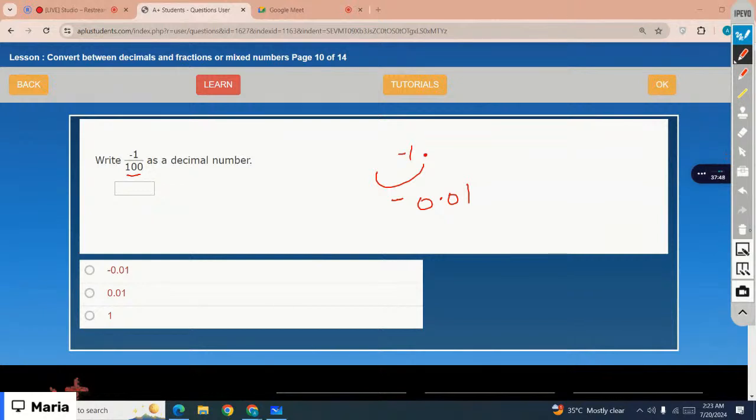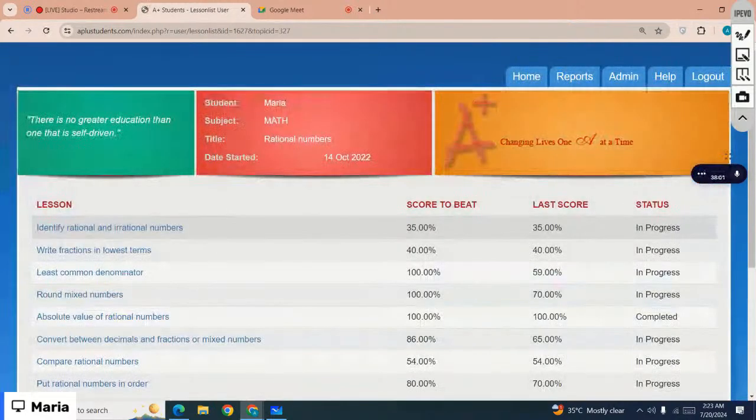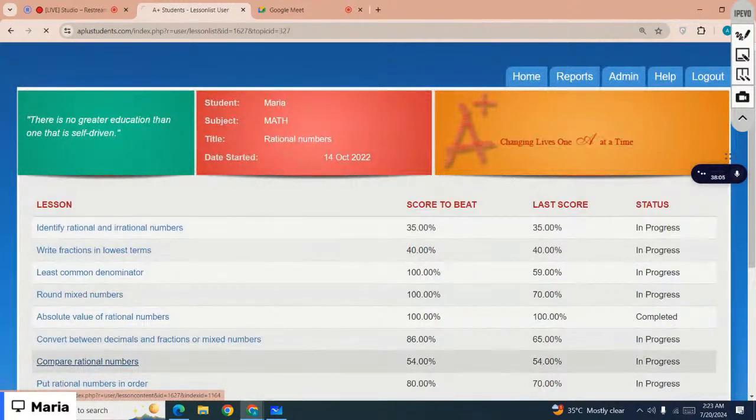Okay. You can complete the lesson by yourself later today. Let me just move on to the next lesson. The next lesson is compare rational numbers. Let's just start with the lesson.